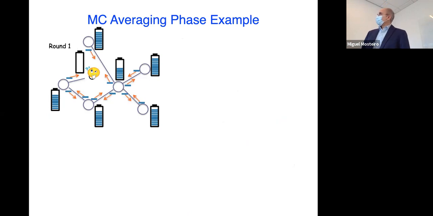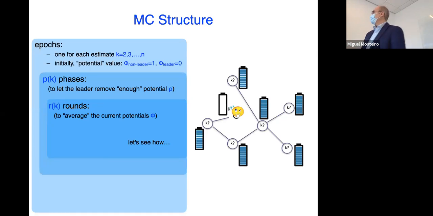I'm going to do a little bit of an animation with this simple network where we have 6 nodes. One of them is the leader. This guy is the leader. The others are non-leaders. And these batteries are representing the potential, which is, of course, not energy. It's a number, right? But I'm representing it with that. A full battery is a 1. An empty battery is a 0. And the leader is trying to find out whether the estimate k is n or not.